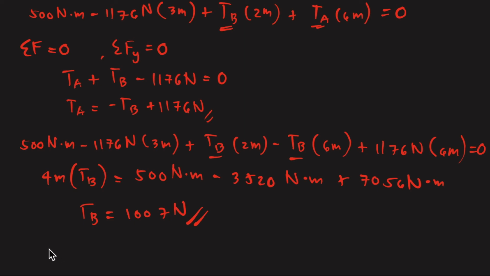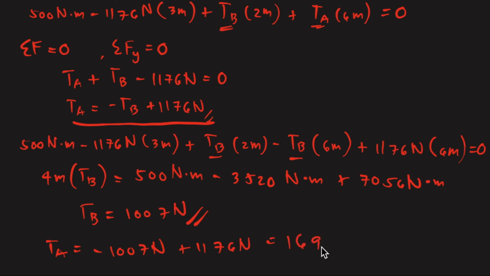Now to calculate for TA, we will use this equation here, and then we will substitute TB here. So negative 1007 newtons plus 1176 newtons, that is equal to 169 newtons. So this is TA and this is TB.